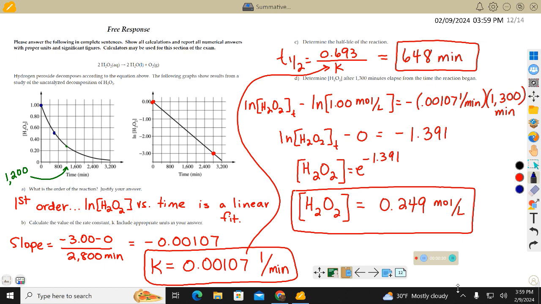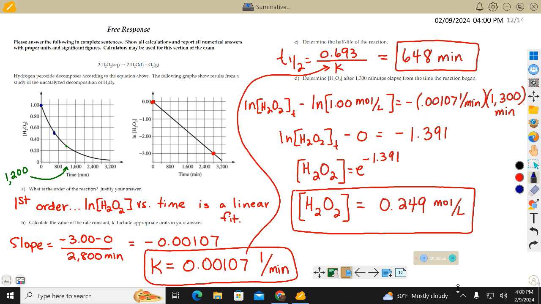way to do that is probably just to find the slope of the linear graph. You could use different points, and if you used different points and your value of K differed a little bit, it was still totally acceptable. Technically, we get a negative slope, but the rate constants are reported as a positive, so we just take the absolute value. The units of the constant then just become the units of the linear graph.